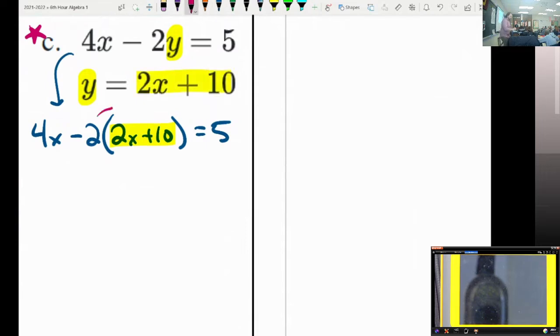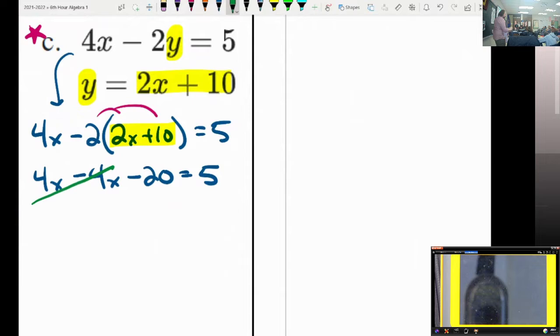After we do our distribution, I think you might start to see what makes this problem interesting. You got 4x minus 4x minus 20 equals 5. And look what's going to happen when you combine your like terms together. 4x minus 4x is actually just going to cancel out and be gone. It's 0x. And what you're left with is this fun equation. Negative 20 equals 5. Which is not true, by the way. Negative 20 is not the same thing as 5. And so the answer here is actually no solution.